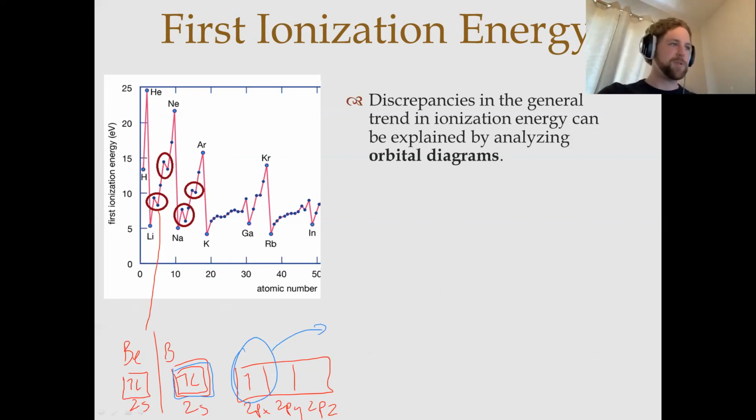So removing this 1 electron from the px orbital in boron costs less energy than the 1 electron that's in a complete 2s orbital for beryllium. It's going to actually stress the atom out more for beryllium to lose that 1 electron than it would be for boron to lose that 1 electron. And that's why we see these slight discrepancies.